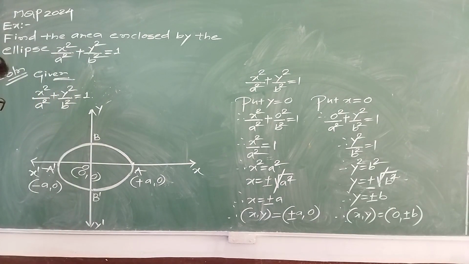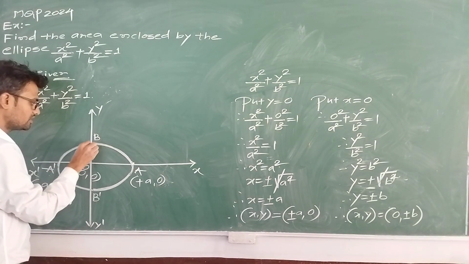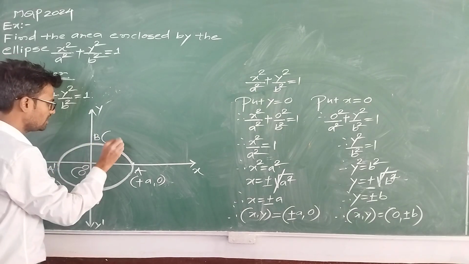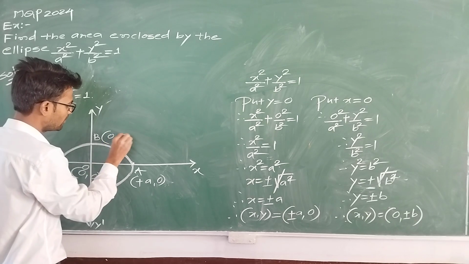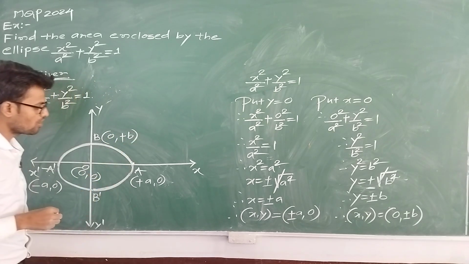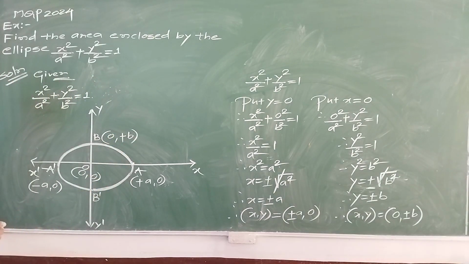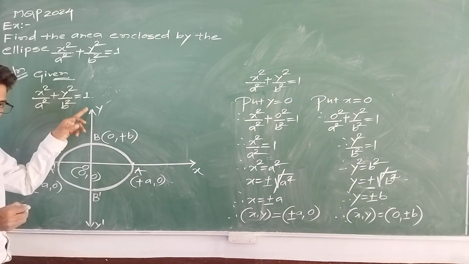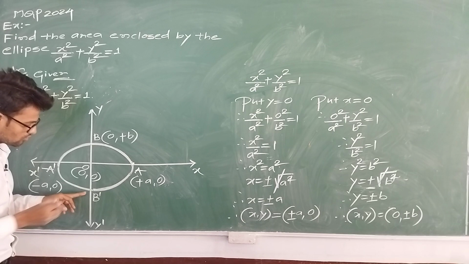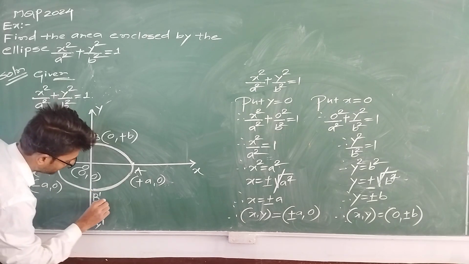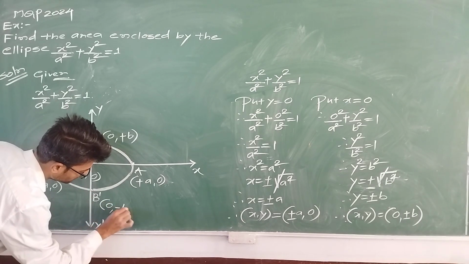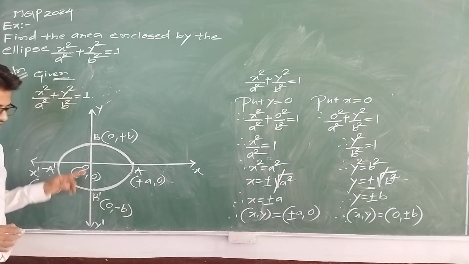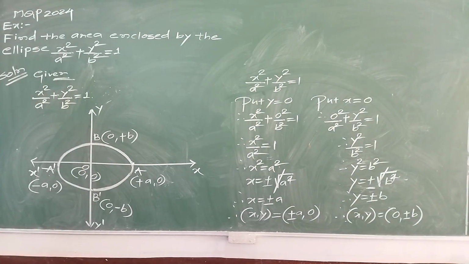Now, the coordinates of the point B is 0 comma plus b. Why the coordinates of point B is 0 comma plus b? Because this point B lies on the y-axis. And the coordinates of B dash are 0 comma minus b. Why are its coordinates 0 comma minus b? Because this B dash lies on the negative y-axis, right?